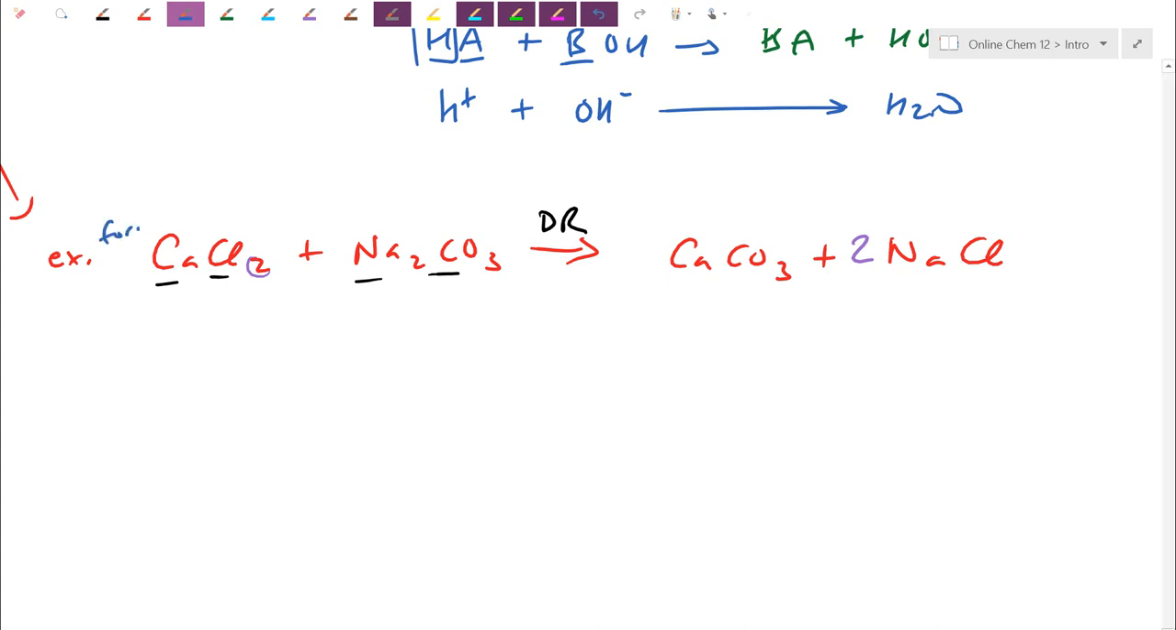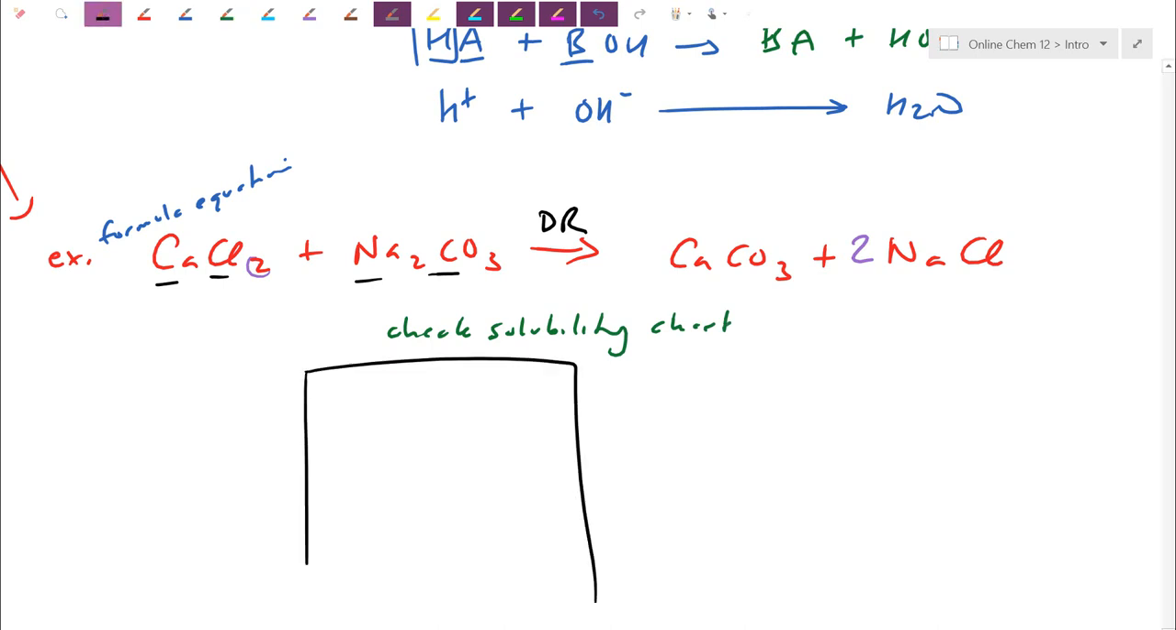This is so far referred to as a formula equation because I've gone through and listed all the formulas for you. Only for a double replacement reaction, what I want you to do is check the solubility chart. The solubility chart indicates which compounds are soluble and which are low soluble. You have this in your data booklet, so you don't need to memorize it. You're going to check it compound by compound.